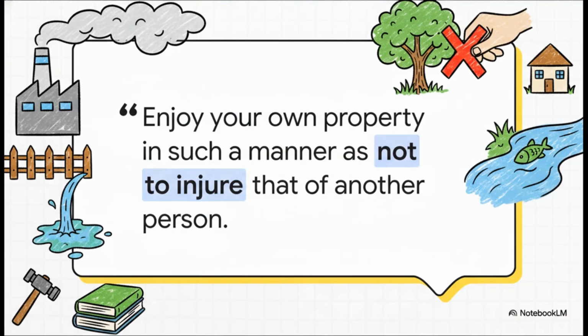At the very heart of this entire discussion is a simple but really powerful legal idea. It's summed up in this Latin phrase: sic utere tuo ut alienum non laedas. All it really means is this: enjoy your own property, sure, but do it in a way that doesn't mess things up for someone else. This is really the cornerstone of all environmental liability law.